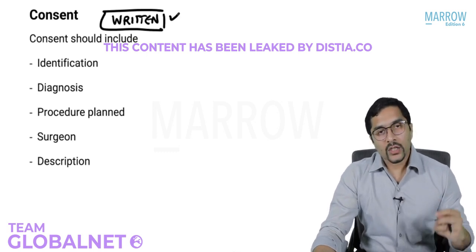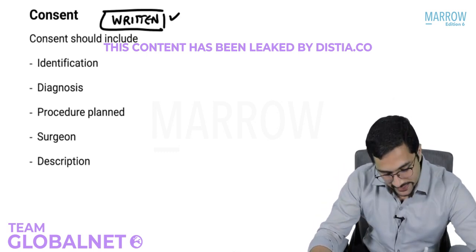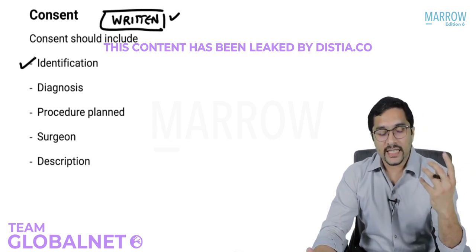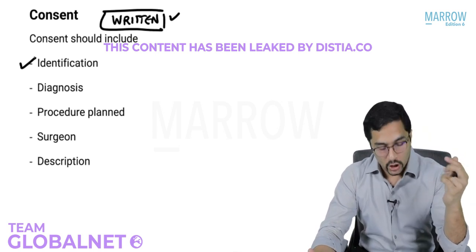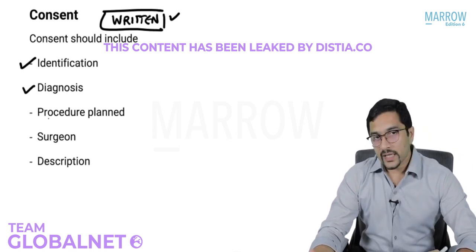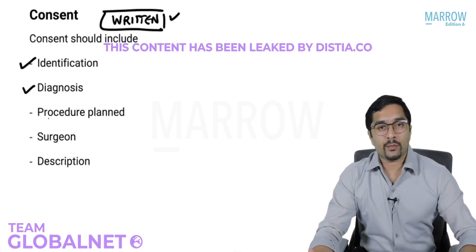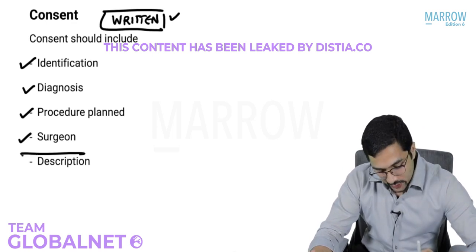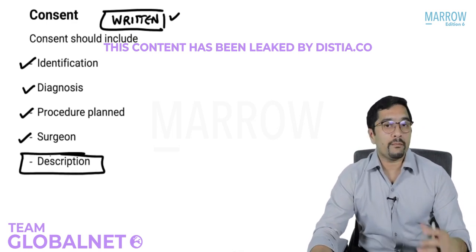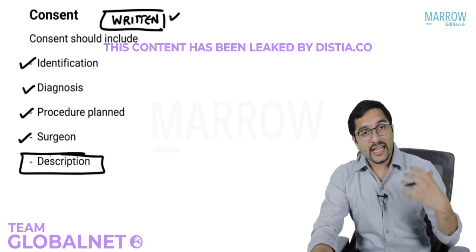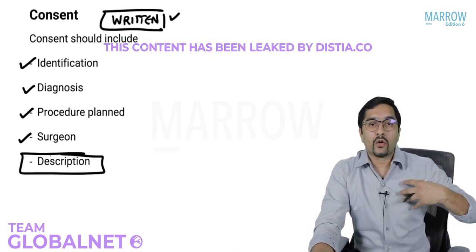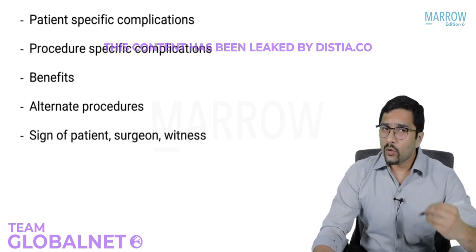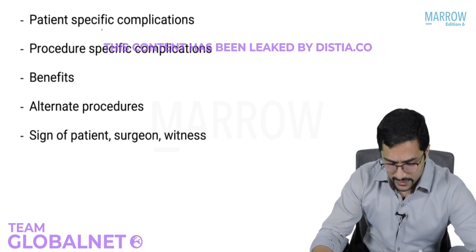That is very important. So the consent will include the identification details of the patient, the name, the age, the sex, the registration number which has been allotted to the patient, the diagnosis which the patient has, the procedure which is going to be performed on the patient, the name of the surgeon, the description of the procedure, right? So if I'm going to do a modified radical mastectomy, I have to write it in simple terms. I have to write that I'm going to remove the breast and I'm also going to remove the lymph nodes.